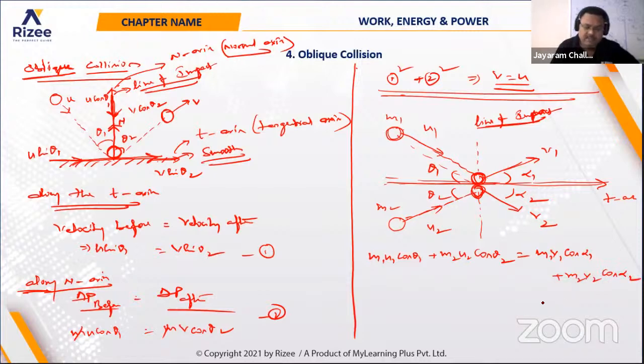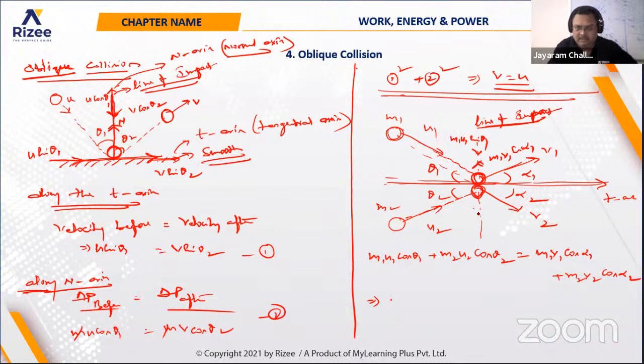This is one of our relationships. And along the line of impact, if I want to apply this, you will have only the initial velocities in this direction. That will be m1 u1 sine theta 1, and in the opposite direction m1 v1 sine alpha 1.